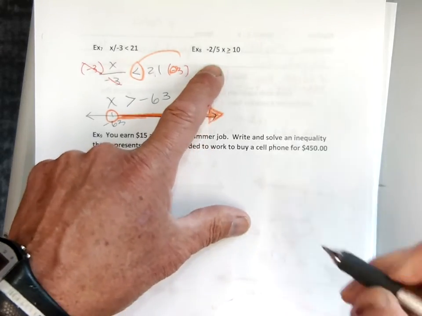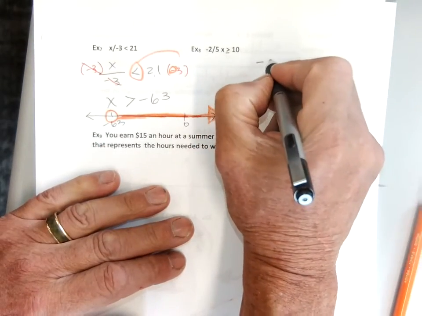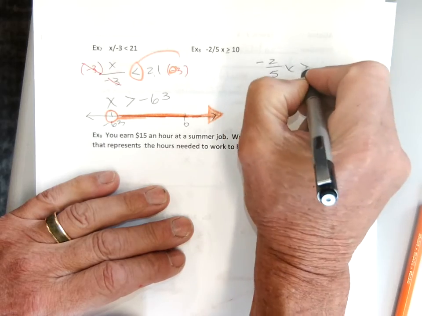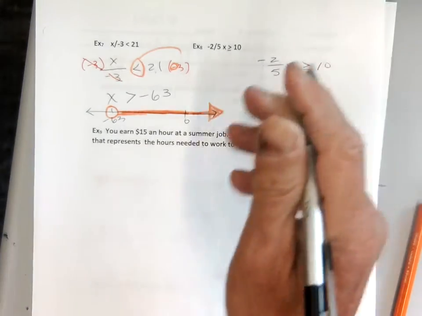So, number 2, again, it'd be easy to rewrite it like this: negative 2/5 x greater than or equal to 10. I just like it written like that.